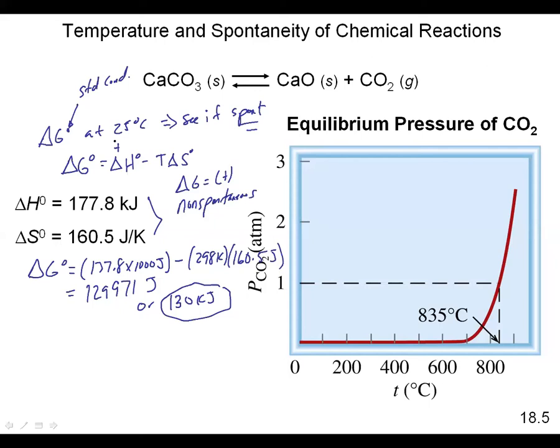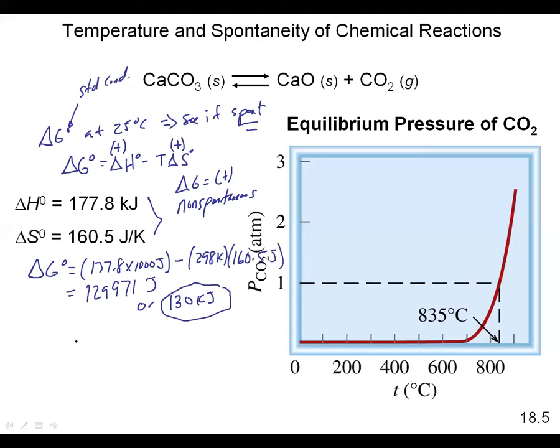Our delta H is positive, our delta S is positive. So at low temperatures, like 25 degrees Celsius, this back part here is not large enough to overtake the front part, which is positive. So we end up with a positive number. Any questions on that there?